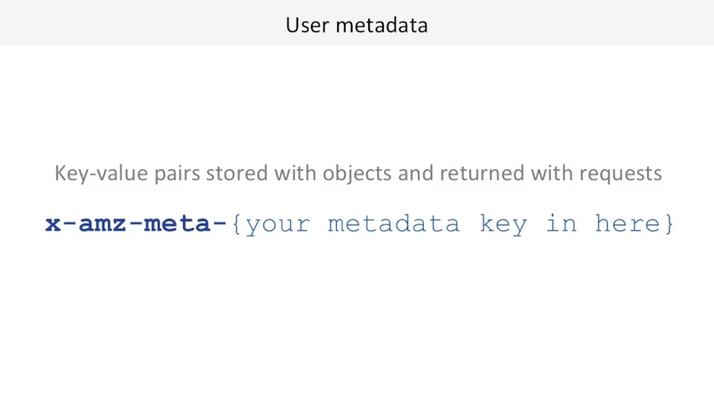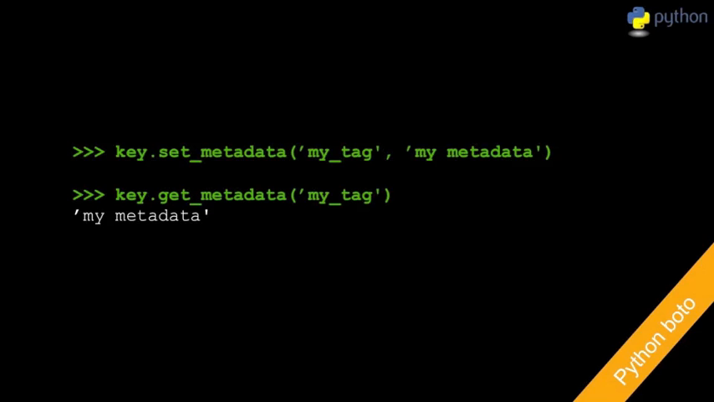You can get prefixed with x-amz-meta and your metadata key in here. So you can put anything you like, and you can drive content around the object or processes around the object without having to respect the bytes in the object itself. So back to that Python API example, a simple key.set_metadata will set my tag to be equal to the string my metadata, and then I can return key.get_metadata my tag, and there I'll be returned the string my metadata.